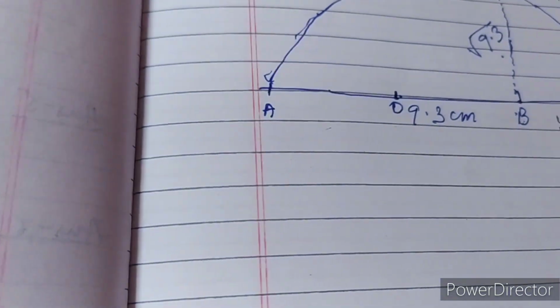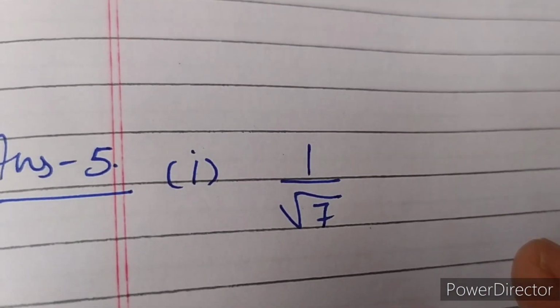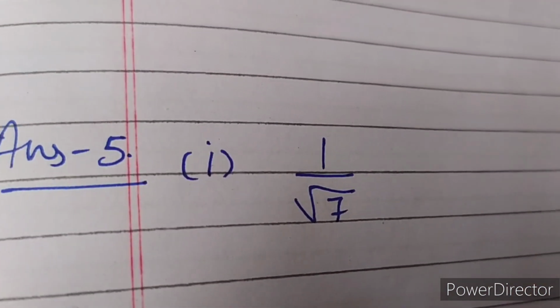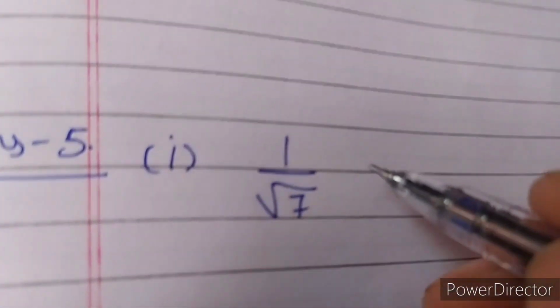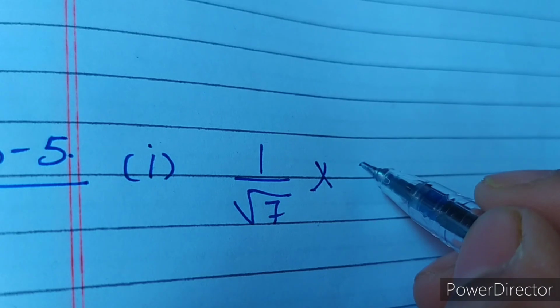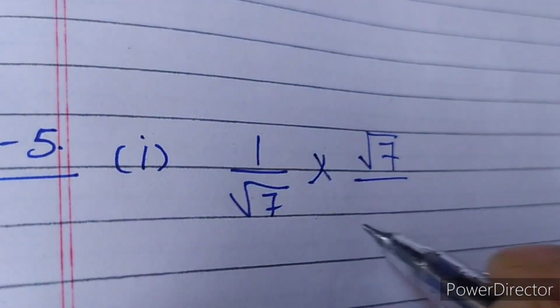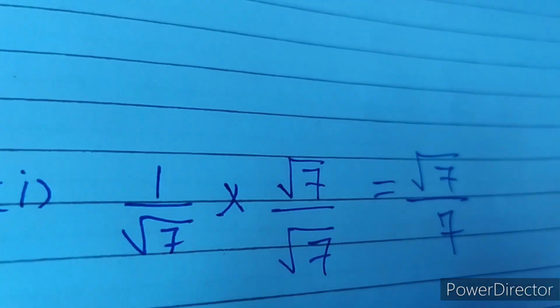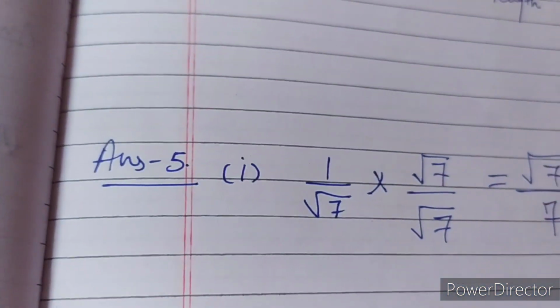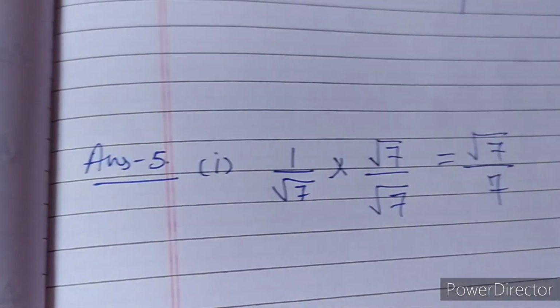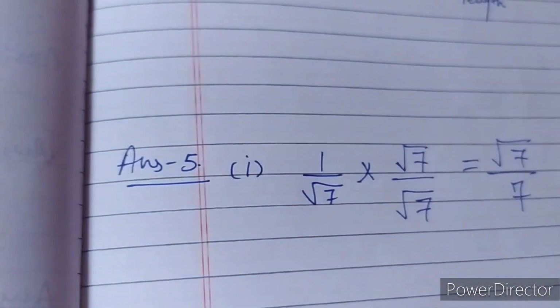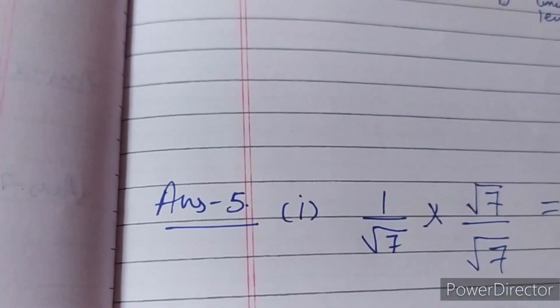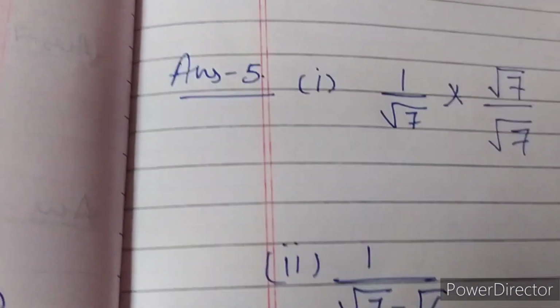The next question we come to is question number 5, in which you have to rationalize the denominators. Now question number 5, we have to rationalize the denominator of the following. Under root 7 can be rationalized by multiplying it with under root 7 upon under root 7. That will be equal to under root 7 upon 7. So this will be the answer of the first question. Next is 1 upon under root 7 minus under root 6.